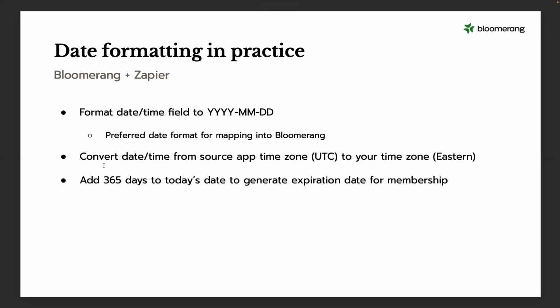In Bloomerang automations, Formatter by Zapier is typically used to format a date time field coming from our source application as simply a year, month, day. This is the preferred date format when mapping into Bloomerang. We use this to convert a date time field that's coming out of our source application in the UTC time zone to your own time zone. Let's use Eastern as an example. We also use Formatter to calculate expiration dates for membership. So if a membership payment comes in and their expiration date is meant to be 1 year from the date of the transaction, we can use Formatter by Zapier to calculate that date.